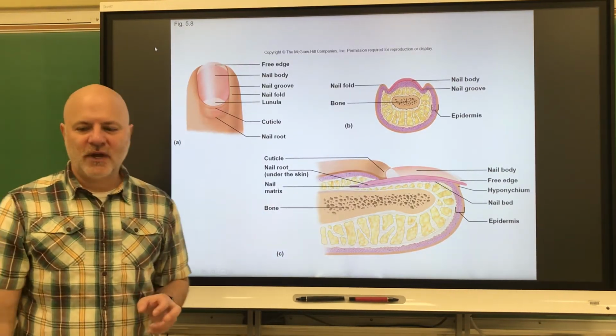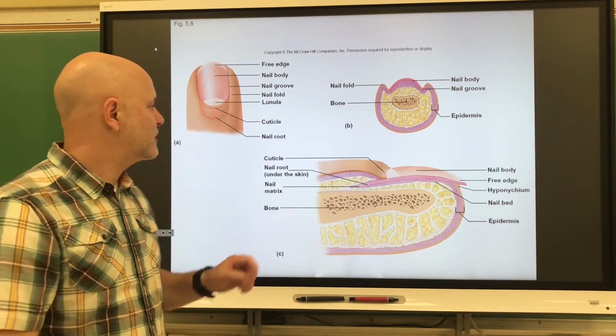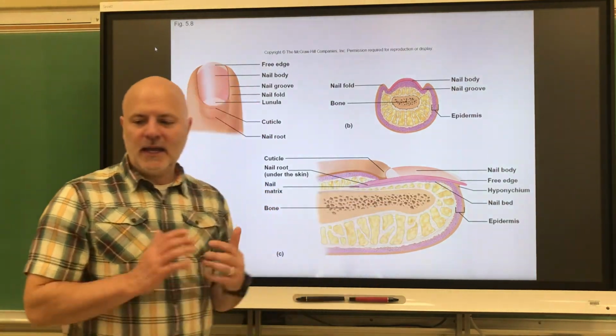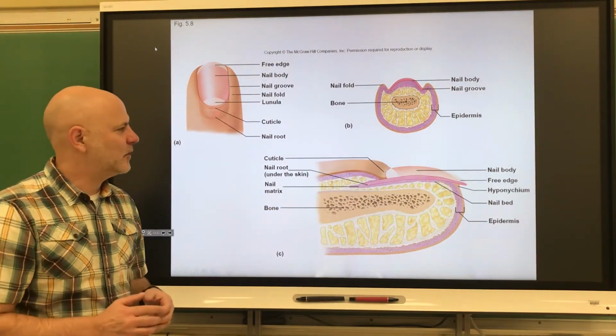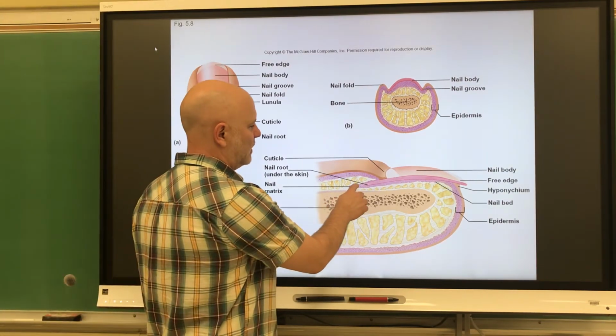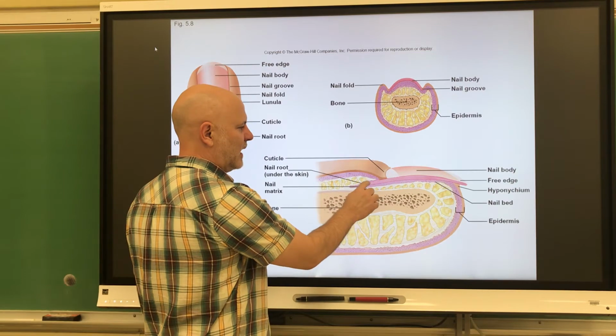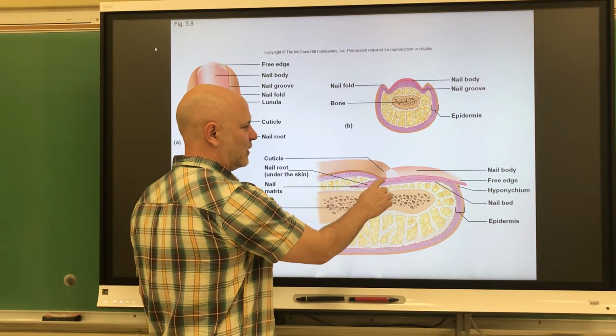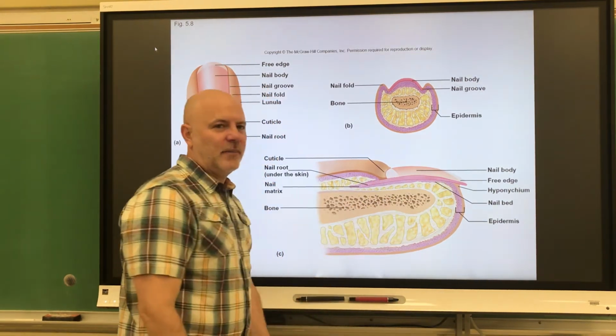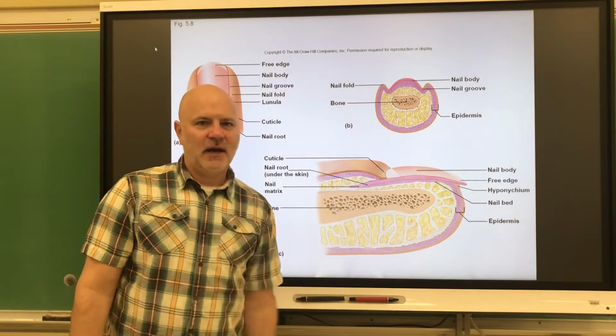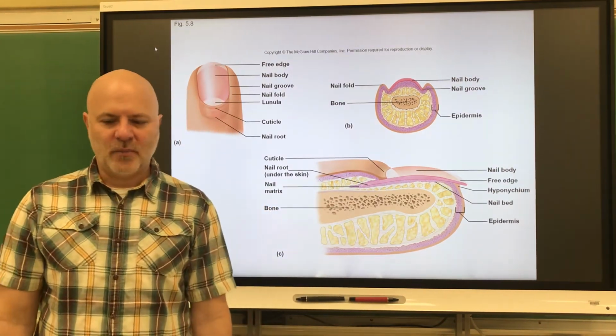Okay, let's move on to nails. Nails are protective coverings at the ends of fingers and toes. So what we see here, and nail growth is similar to skin growth. So we have new keratinocytes made here, and as they are made, they push the older ones further up, and so on. And so that kind of follows the same progress there.